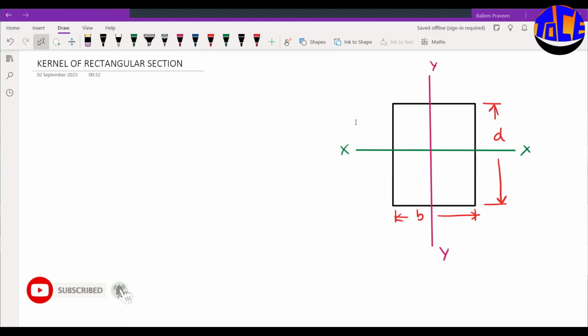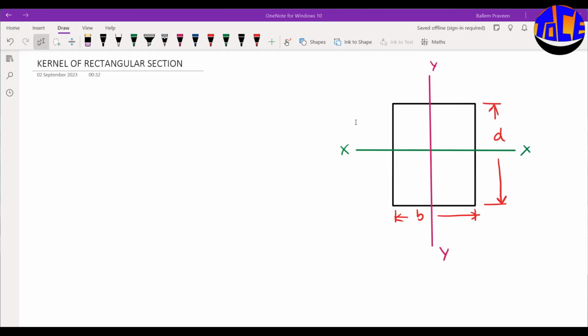Let us discuss how we can derive an expression for a kernel of rectangular section, or we can call it another way, like core of rectangular section. So we all know that core is nothing but the section within which you can apply load so that no tensile stresses are generated. If you apply the load within that region, there will be no tensile stresses.